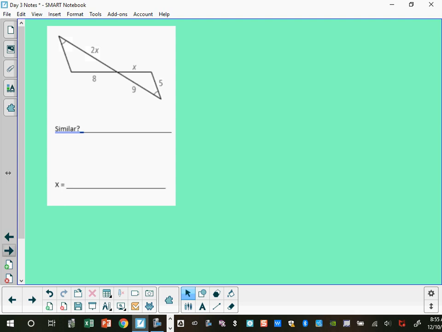Now look at the back page. It says, for each set of triangles, determine 1, are they similar? 2, if so, find x. All right. I already have angles that are congruent, which also tells me that I have vertical angles. That's just what I know from my vocabulary.